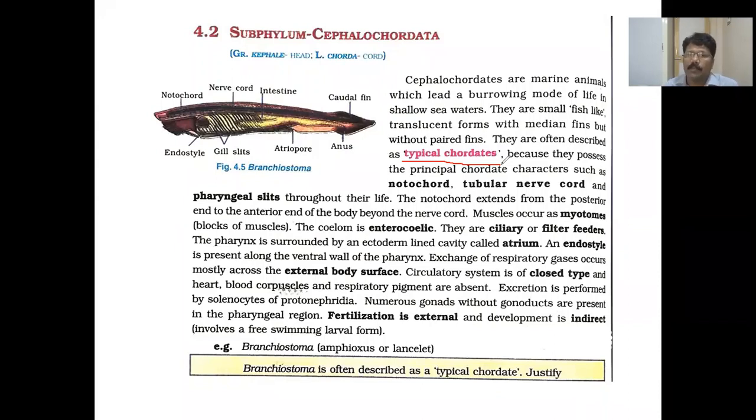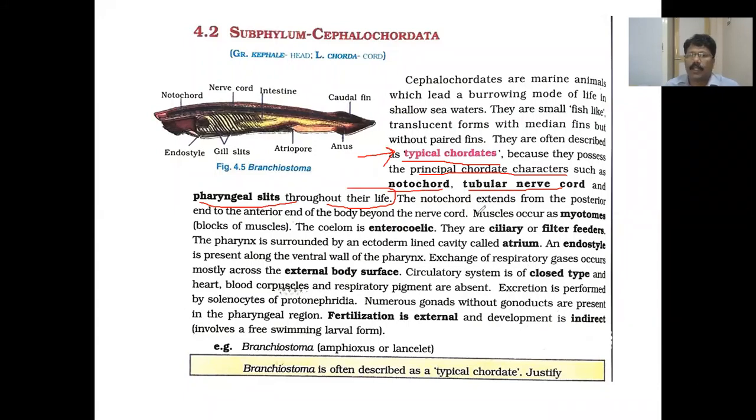So it possesses all the principal notochordate characters such as the notochord, the tubular nerve cord, and the pharyngeal slits throughout their life. So this is why it is known as the typical chordates. Okay.